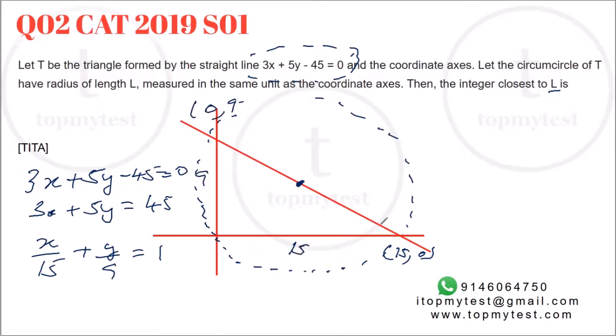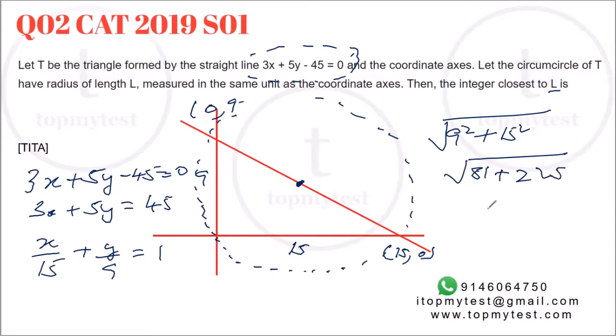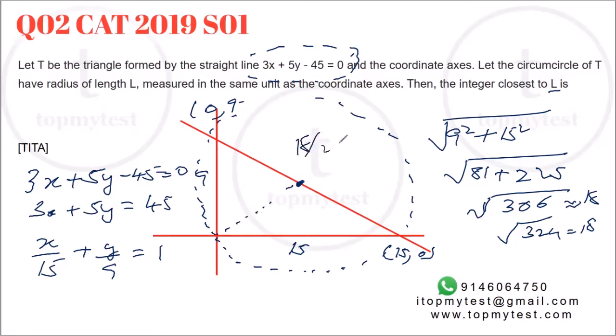What will be this unit? This hypotenuse will be square root of 9 square plus 15 square. 9 square is 81. 15 square is 225. So it is square root of 306. Now we know root 324 equals 18. So it's very close to 18. It's close to 18, slightly higher. Half of the hypotenuse would be the circumradius, so 18 by 2. So the number you're looking for is 9.